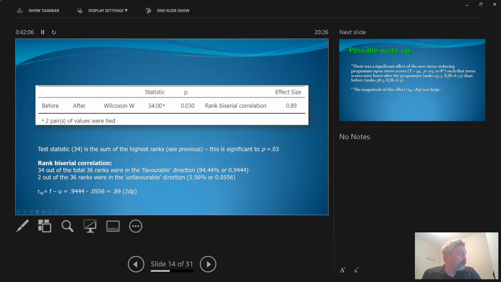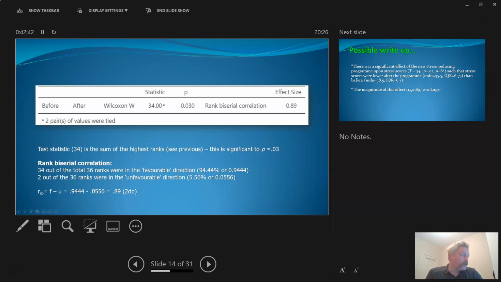And what we've also got now, and this is a very, very recent addition to jamovi, is to be able to work out the effect size. And again, this is one thing that I've said, that the p-values only ever say whether your test statistic, the difference in scores, was significant. It says nothing about the actual size. But your effect size does. So all it does is compare the ratio of favourable to unfavourable results. So, I've said previously we had 34 out of 36 ranks were in the favourable position, i.e. stress levels reduced after the intervention.